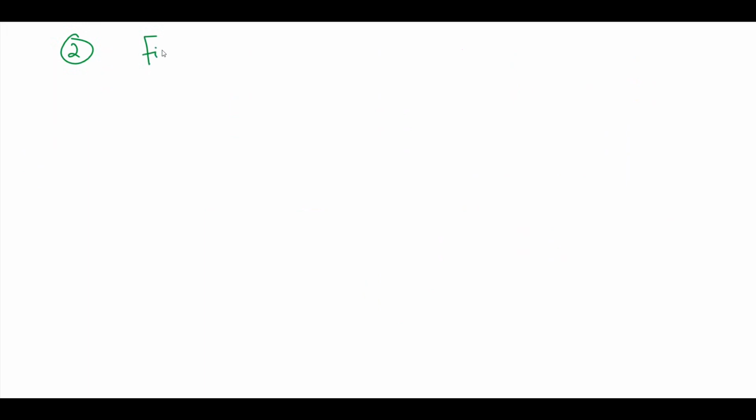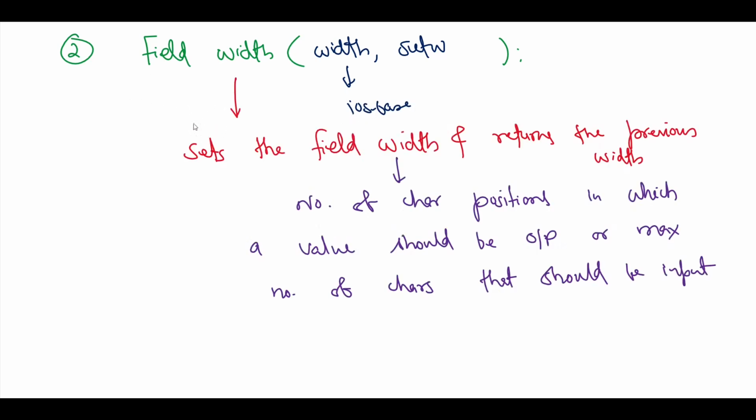Now let's discuss another part where we are going to set field width, and we'll set the field width using the width function or the setw stream manipulator. This is also a function of ios_base. So this field width sets the field width and returns the previous width. What do you mean by field width? It is the number of character positions in which the value should be output, or the maximum number of characters that should be input. So if you set width equal to 5, then you have these 5 places, and you can put whatever output you want in these fields, right?